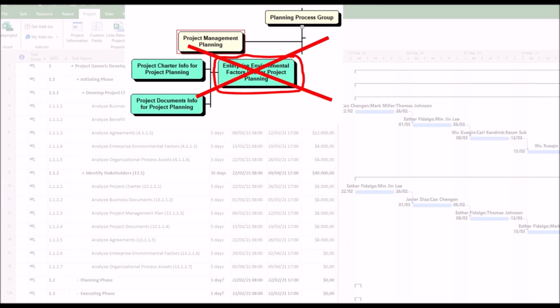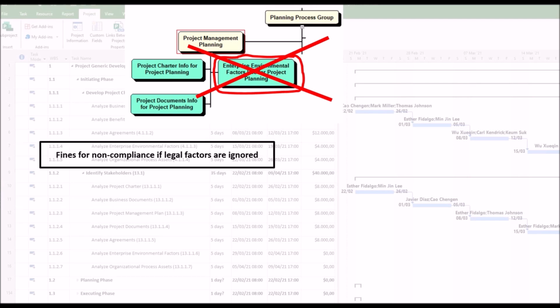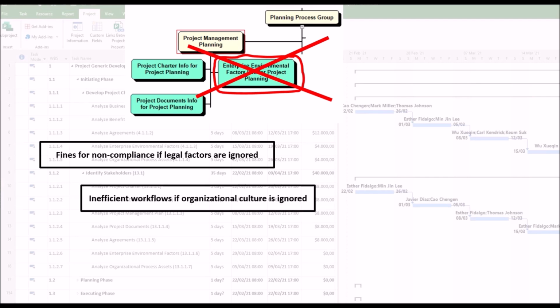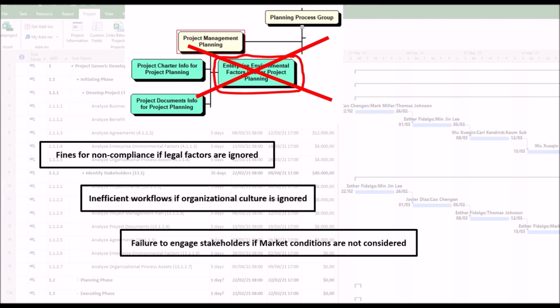Ignoring enterprise environmental factors can lead to: 1. Fines for non-compliance if legal factors are ignored. 2. Inefficient workflows if organizational culture is ignored. 3. Failure to engage stakeholders if market conditions are not considered.